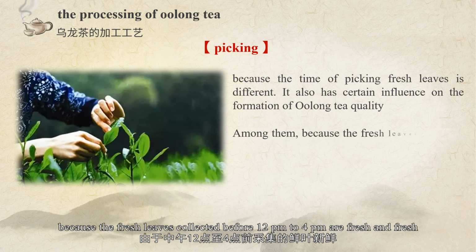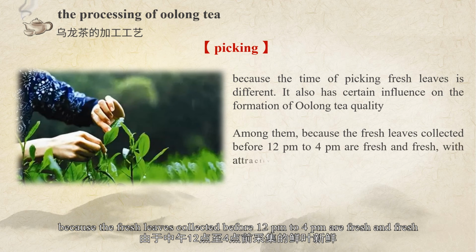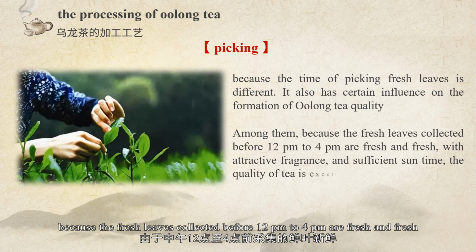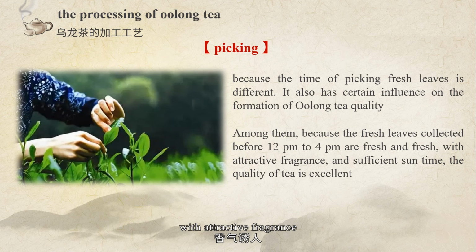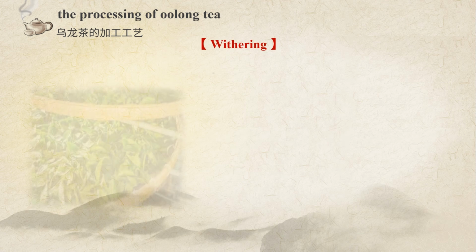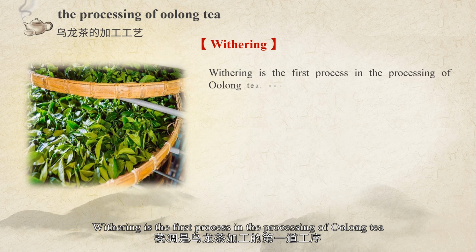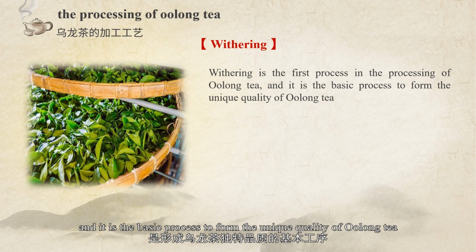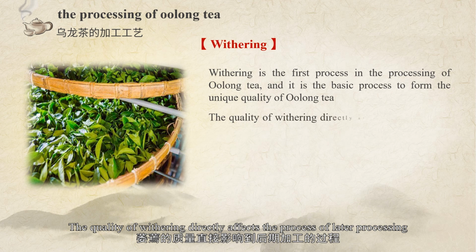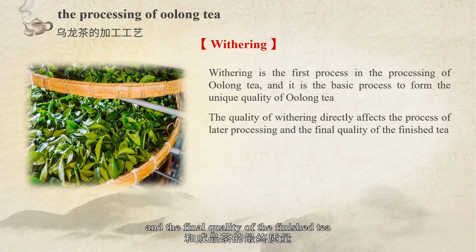Among them, the fresh leaves collected from 12 p.m. to 4 p.m. are fresh, with attractive fragrance and sufficient sun time, and the quality of the tea is excellent. Weathering is the first process in the processing of oolong tea, and it is the basic process to form the unique quality of oolong tea. The quality of weathering directly affects the process of later processing and the final quality of the finished tea.